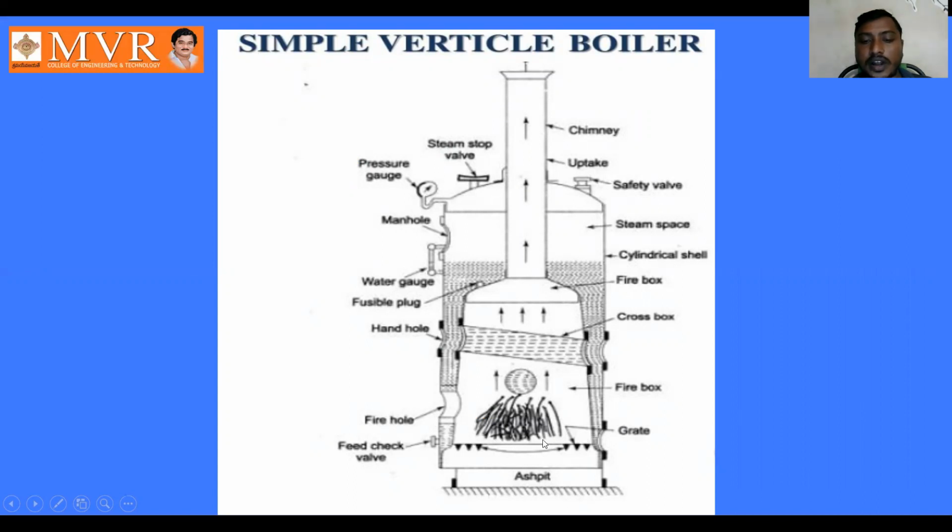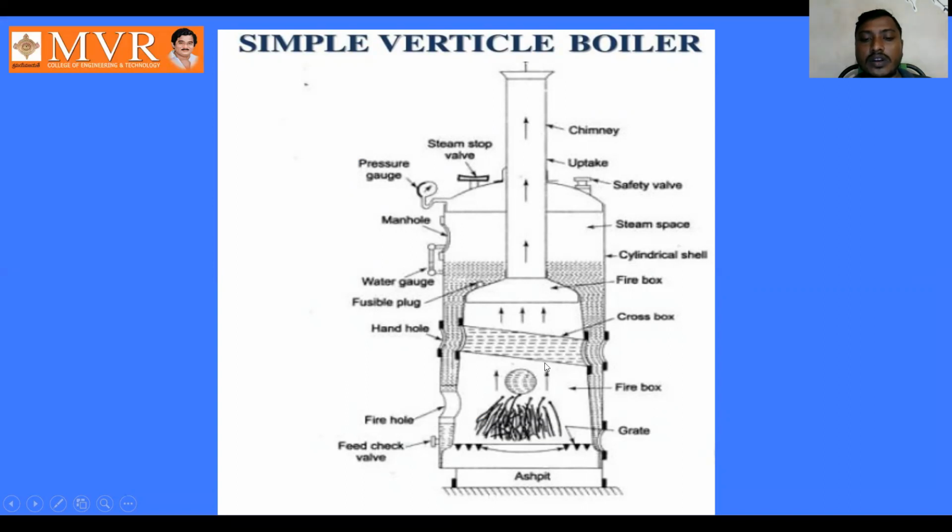This is the ash pit. After the combustion process, the ash which is produced enters this ash pit, and this is the feed check valve, which is used for feeding water into the boiler. This is the fire hole, where we can observe the combustion process. Upon the grate, the combustion process takes place. This is the firebox, and in the firebox itself, the combustion process takes place.